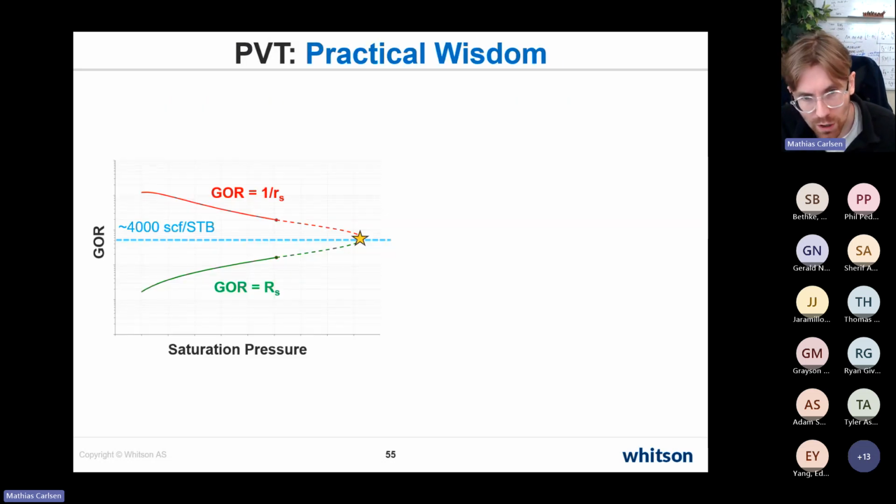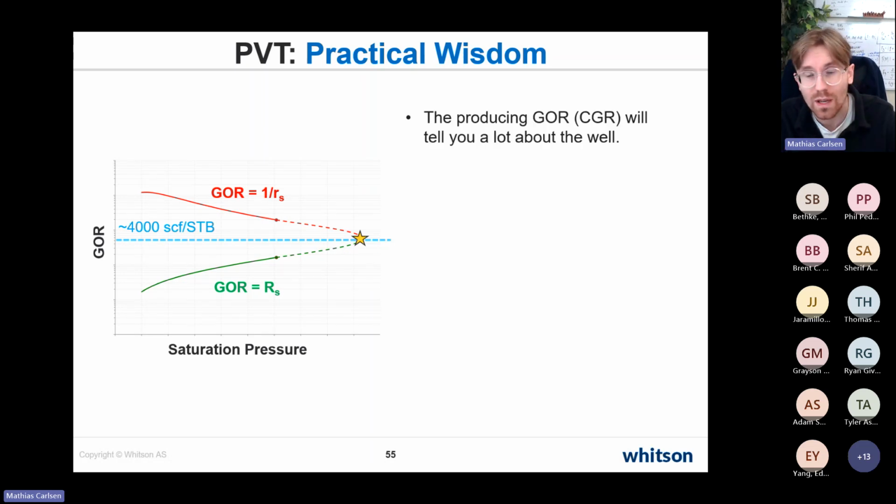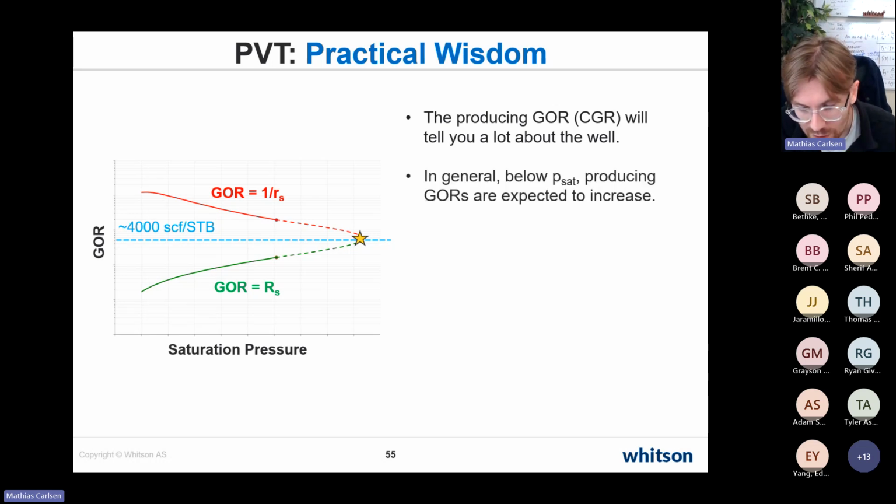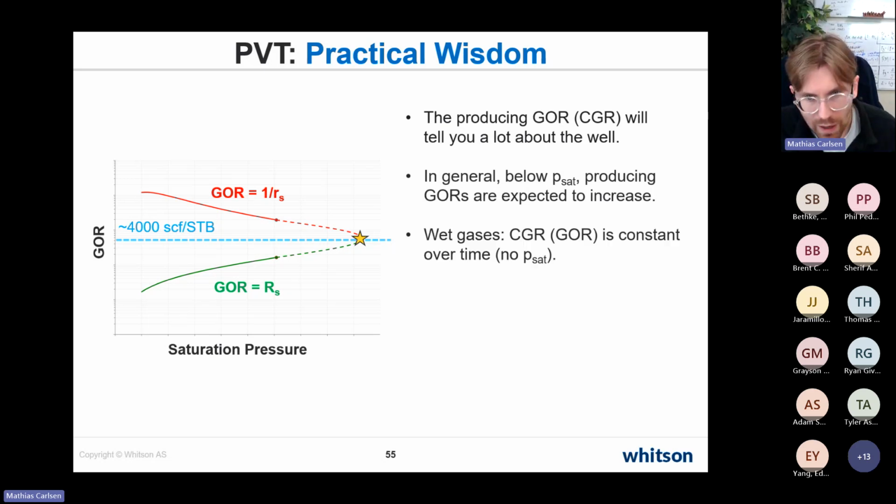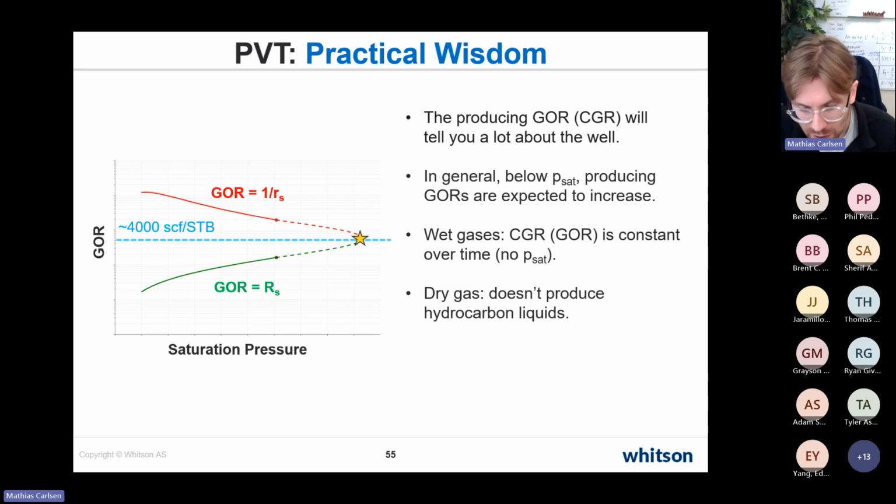A few things we're going to do as we go through this visual exercise together. The first thing we acknowledge is that the producing GOR will tell us a lot about the well. The second is that, in general, below the saturation pressure, GORs are expected to increase. That's very easy. The other thing is that if you have a constant CGR or GOR over time, then most likely you're dealing with a wet gas. If you're dealing with a dry gas, you're not producing any hydrocarbon liquid.